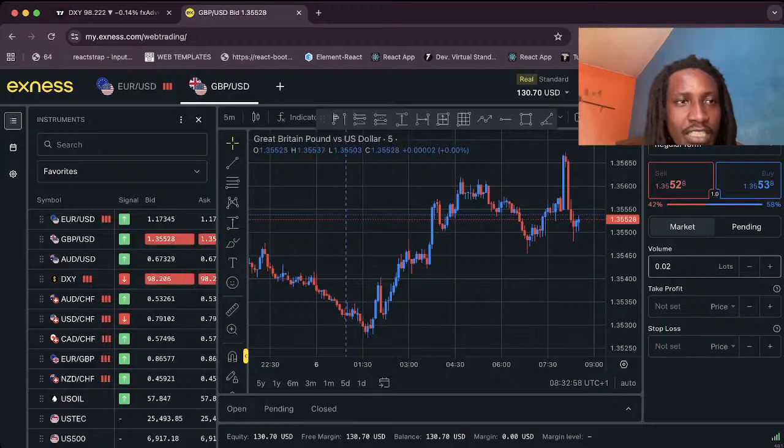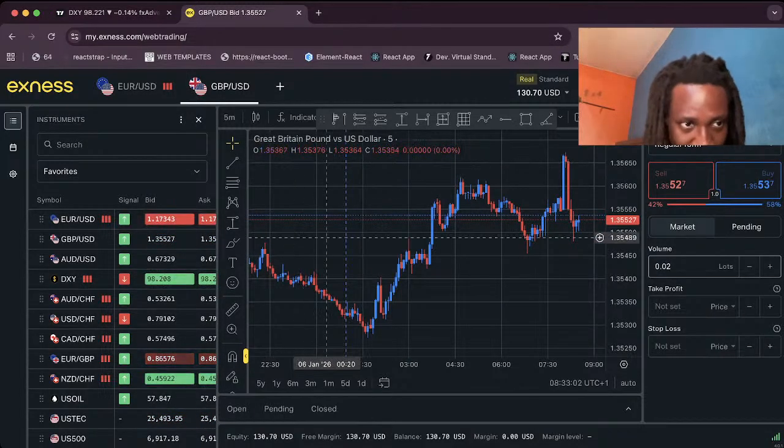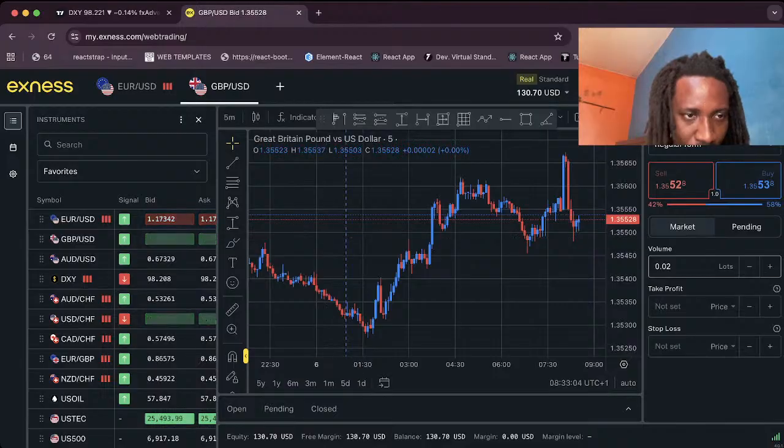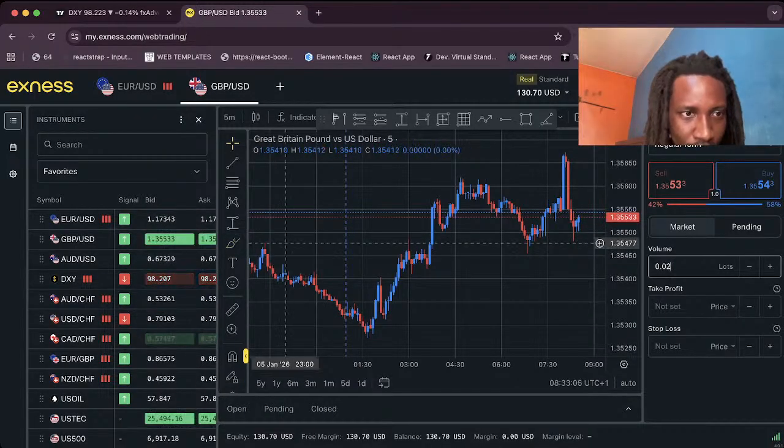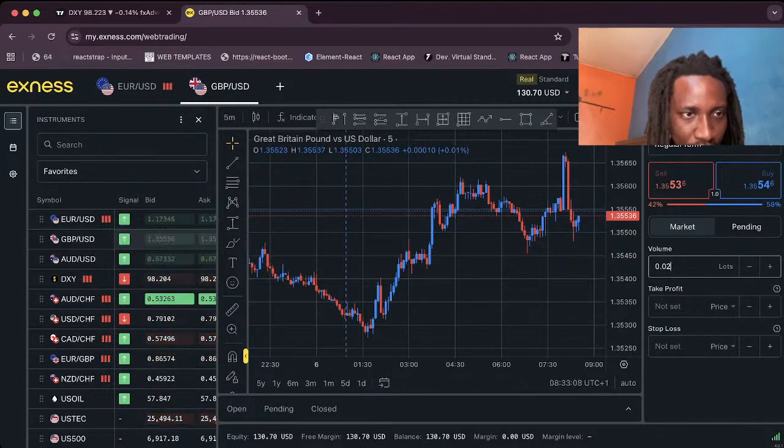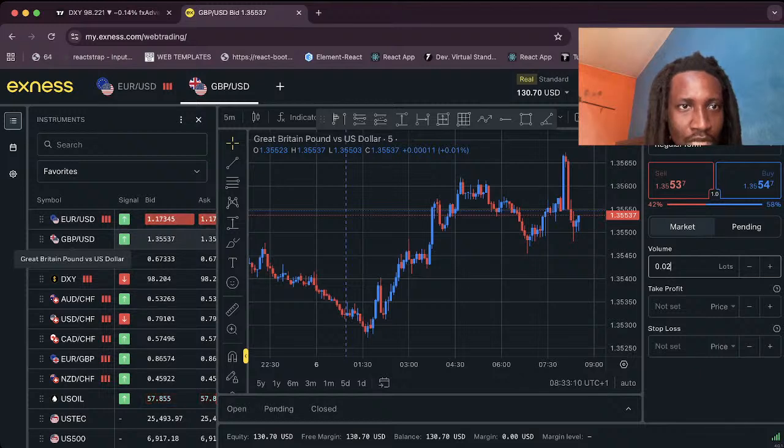I think British pound is more like what I might want to sell this morning. But let's not get ahead of ourselves until we see the confirmation. That's the only time we would execute.